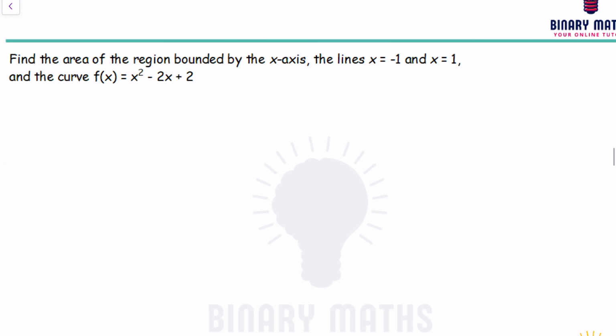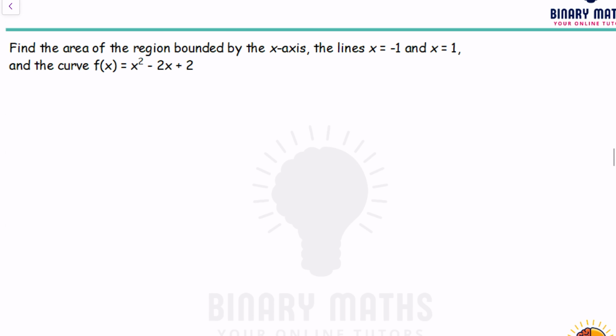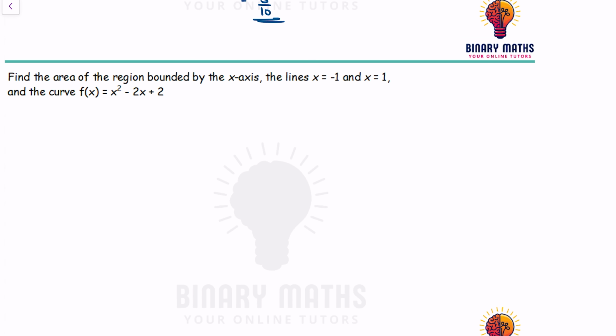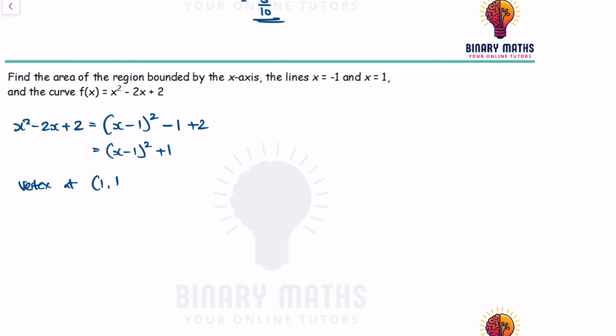Okay, find the area of the region bounded by the x-axis, the lines x equals minus 1 and x equals 1, and the curve f of x is equal to x squared minus 2x plus 2. So x squared minus 2x plus 2 doesn't look like it'll factorize, so I'll complete the square. So I get x minus 1 squared, take away 1 plus 2, which is x minus 1 squared plus 1. So vertex at 1, 1.